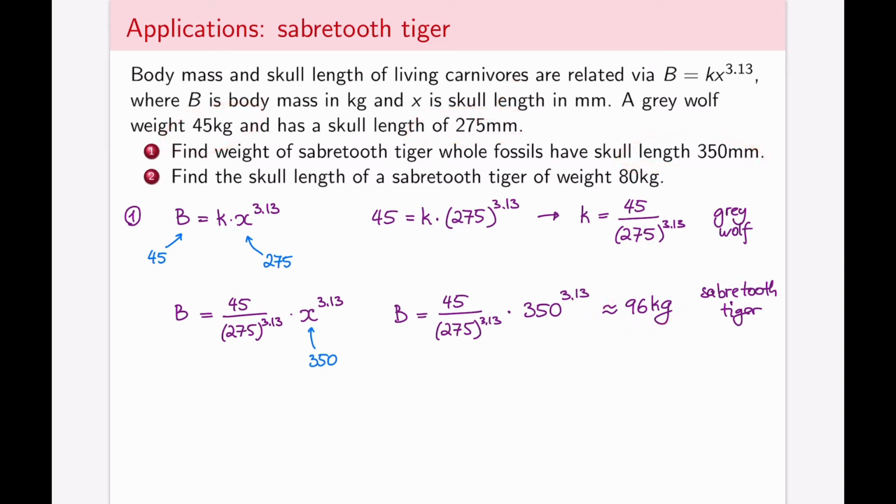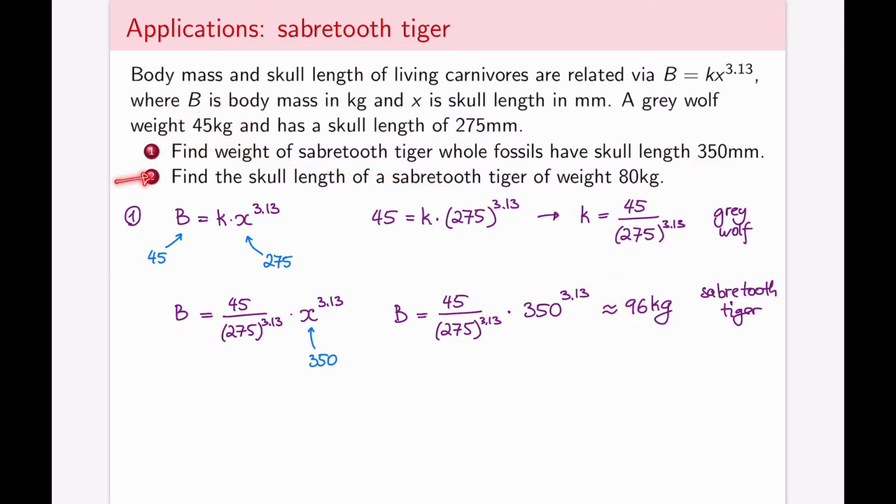Now, there's only so much you can do in terms of common sense, but if this came out being like 16 or anything below 45, you'd know that something went a little bit wrong. Also, if this came out being like 960, you'd also know something went terribly wrong, because their skull lengths weren't so far apart that their masses are going to be so vastly different.